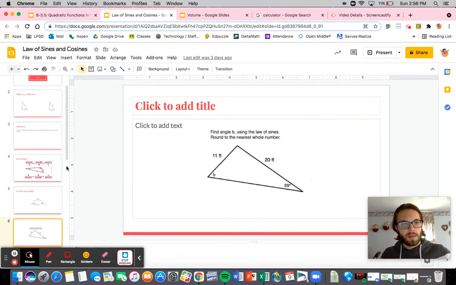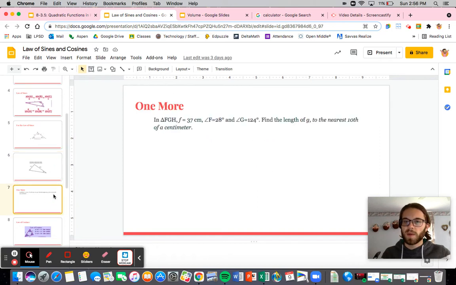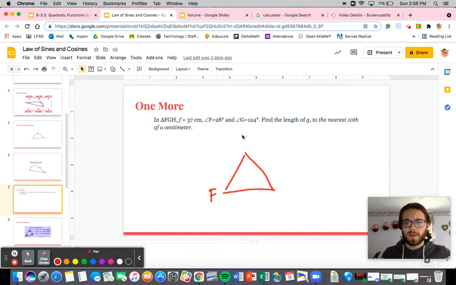So the next case that we can deal with, oh no, one more. Let's make sure we know what we're doing with words. So when you're dealing with the law of sines here, you do have to be careful. Make sure you set it up correctly. My recommendation, draw a triangle. F, G, H. So remember, the side opposite's the lowercase. So this is 37. This is 28. This is 124.